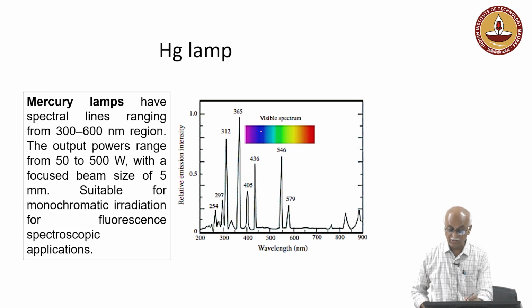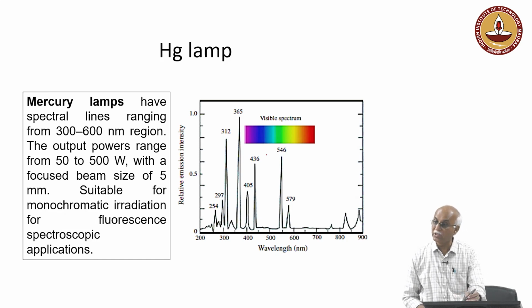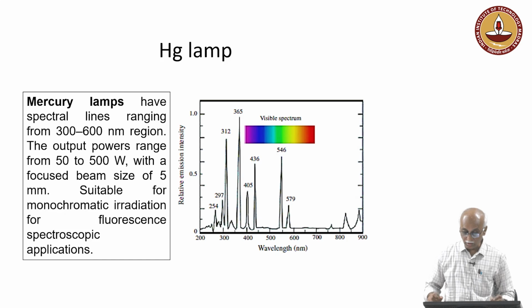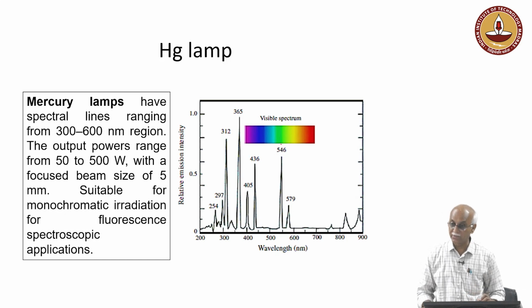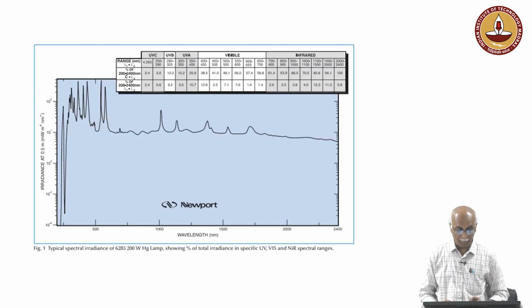436 nanometer which is near blue, then 365 which is near UV range, we may not be able to see it clearly with our naked eye, but that is very useful for certain other applications. These lines are useful basically for measurement applications.